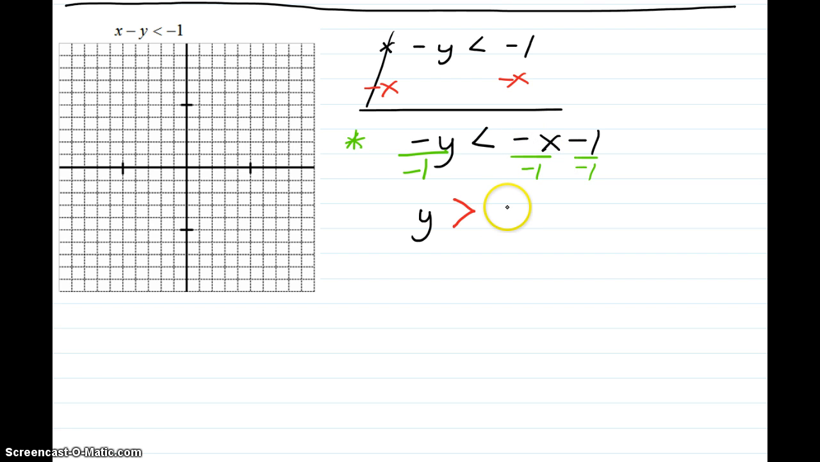So a negative divided by a negative gives me a positive 1x. A negative divided by a negative gives me a positive 1. So now this is what I'm going to graph: y is greater than x plus 1. So we just come over here to our y-intercept of 1, and our slope, our number in front is a 1. We'll put 1 over 1.